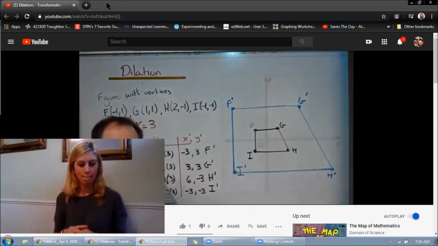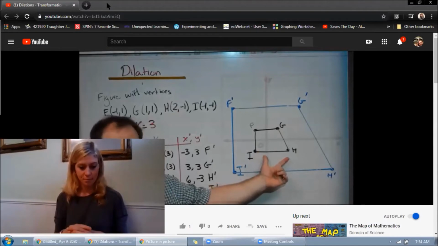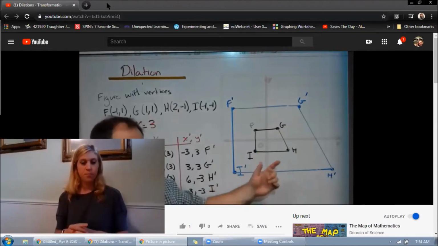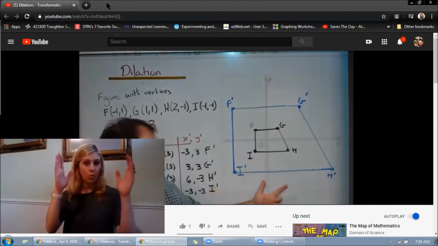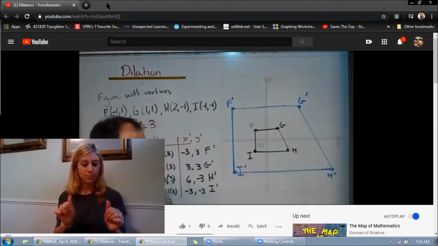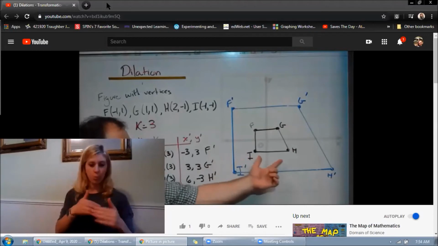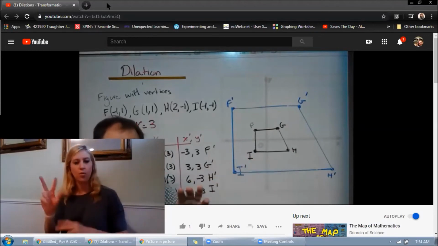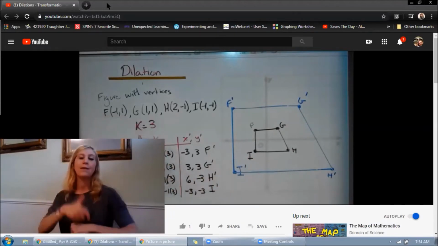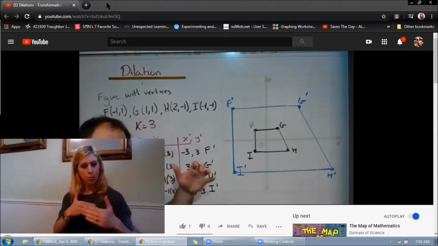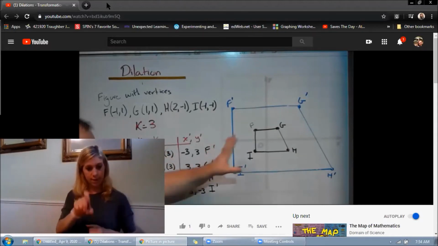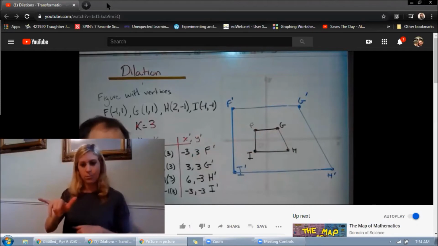Okay. So what we know is our pre-image is here, then our image is here, and this blue one is 3 times larger than the pre-image, right? So we took each X, multiplied it by the K factor, took each Y, multiplied it by the K factor, and then graphed the new ordered pairs.